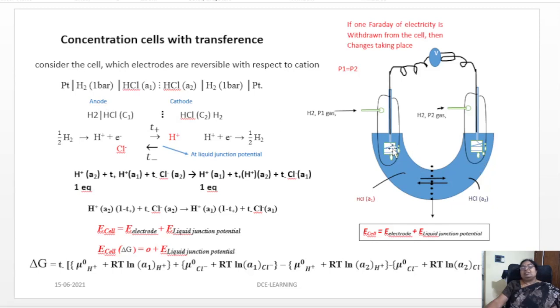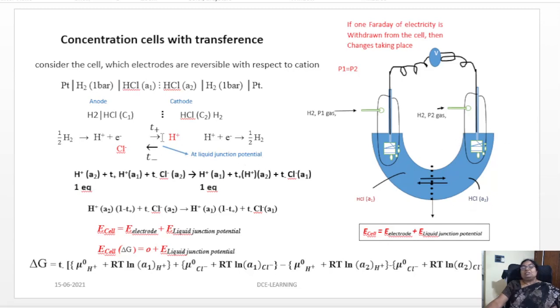So the one that is oxidized is called the anode, and the one that undergoes reduction is called the cathode. Then, for the reactions at the C1 concentration and the C2 concentration, what are the changes, and what kind of reaction is going on at the liquid junction potential?